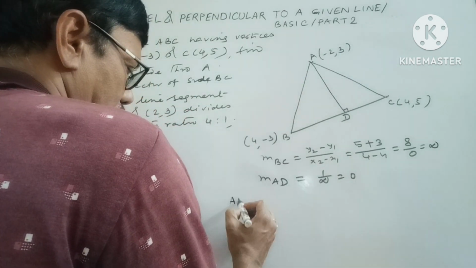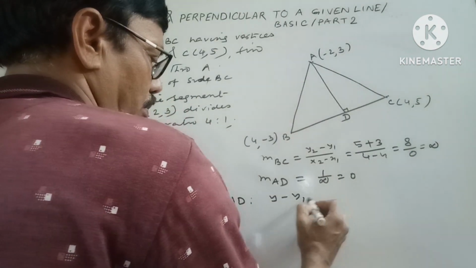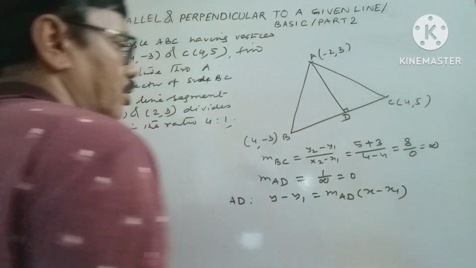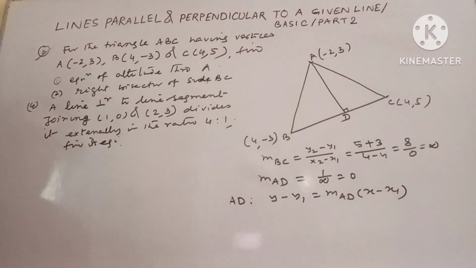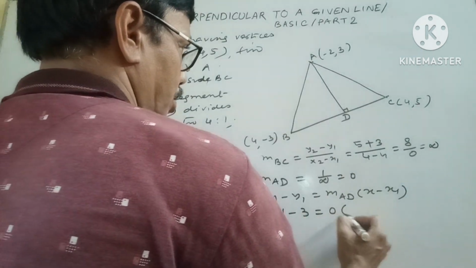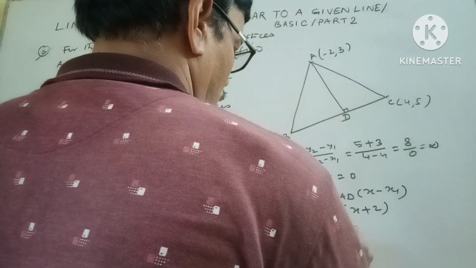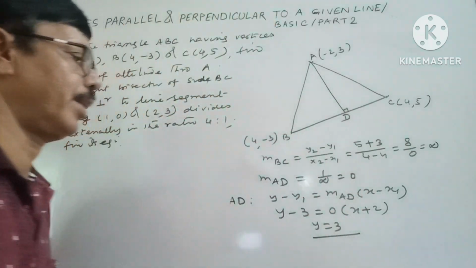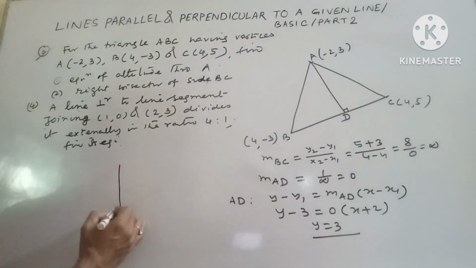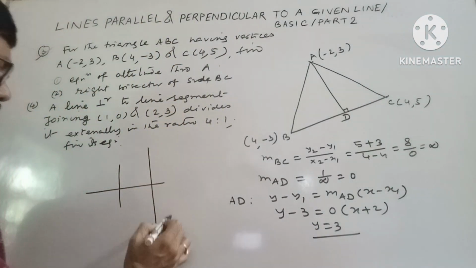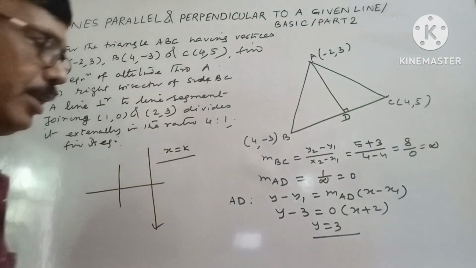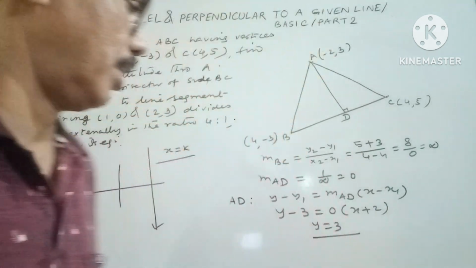So you have to find AD. So y minus y1 equals M of AD into x minus x1. So y minus 3 equals 0 into x plus 2. So y equals 3. Slope infinity means the line is parallel to the y-axis, that is x equals k. So this is y equals 3.